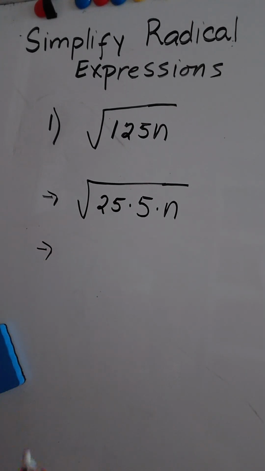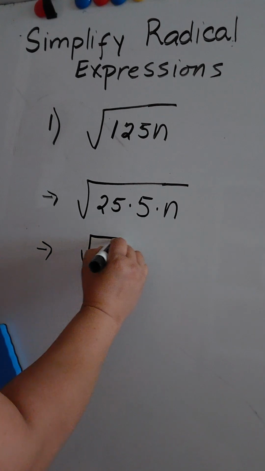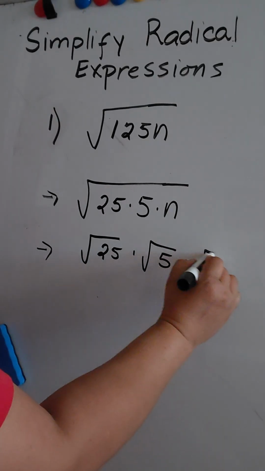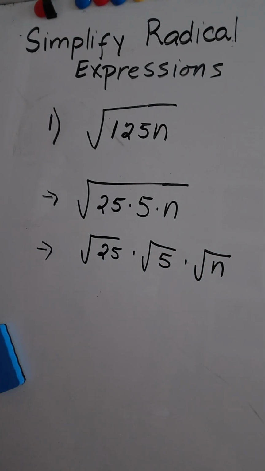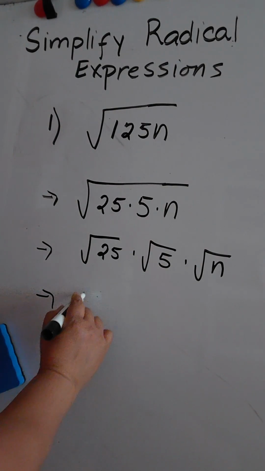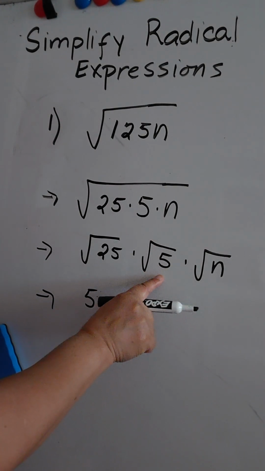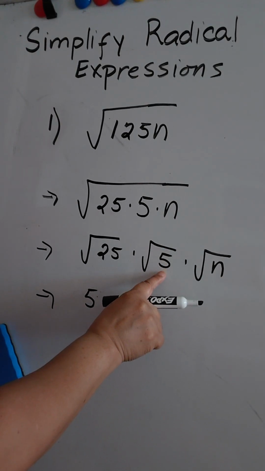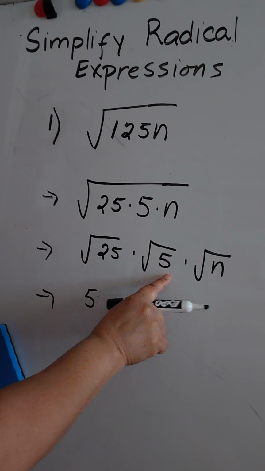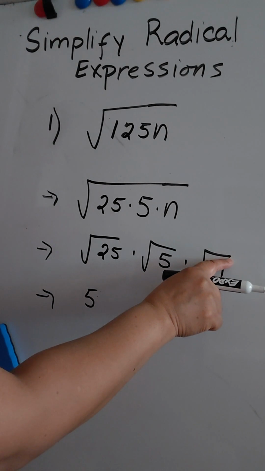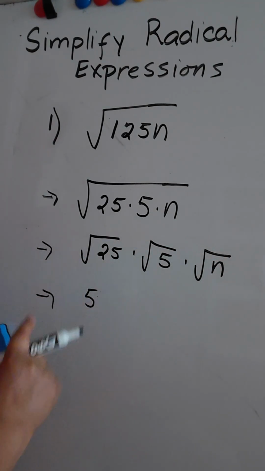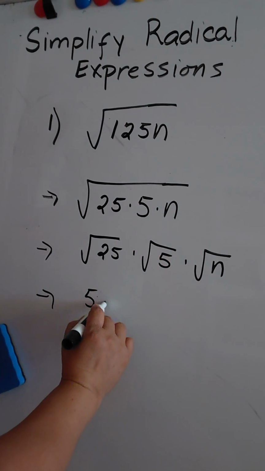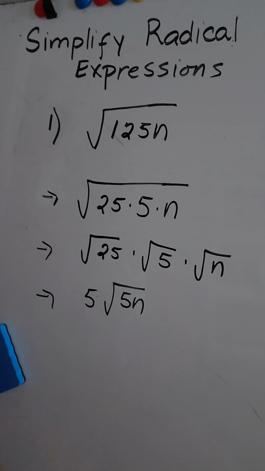Okay, next, since this is a perfect square, we can rewrite this way. Square root of 25 times square root of 5 times square root of n. Now, square root of 25 is 5. And then, since we cannot find any more factors of 5 in which one of the factors is a perfect square, it will remain inside the radical symbol, as well as your n, because the exponent of n is 1. Okay? And we're talking about square root. So therefore, we can write the final answer as 5 square root of 5n.